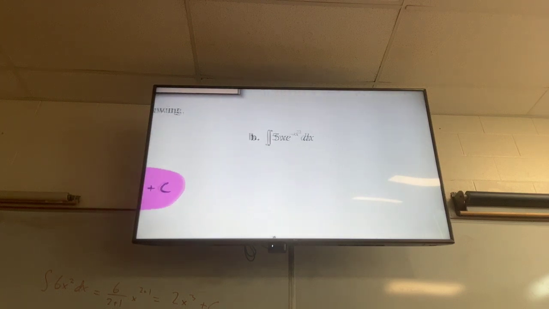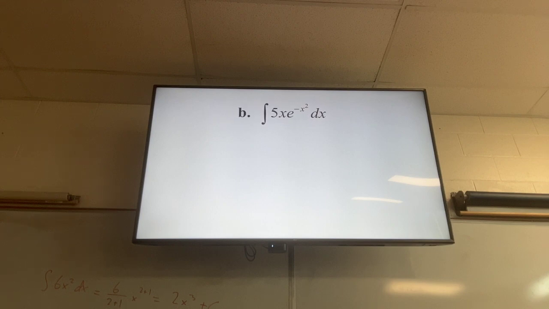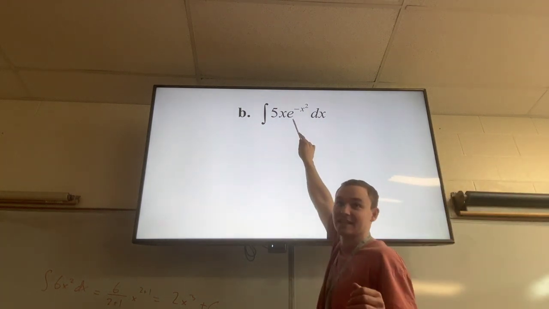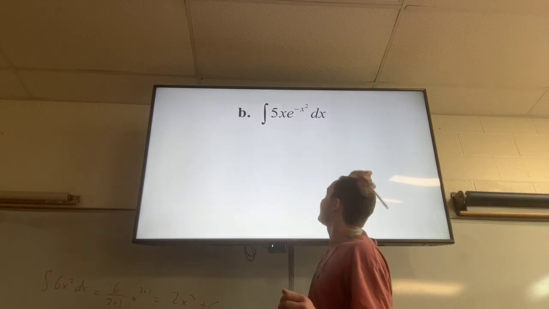All right, let's do B. Oh, fun. So I've got a function, negative x squared. I've got a function here that's inside of another function. It's inside an exponential. What am I going to set u equal to?